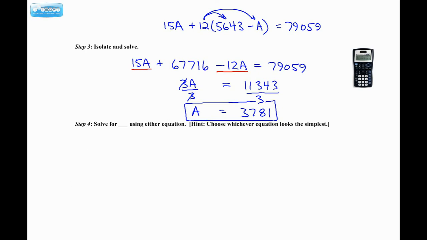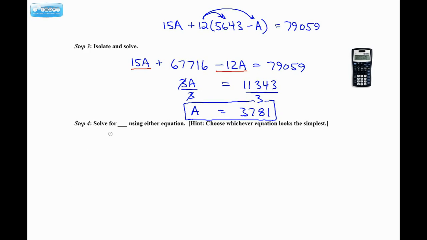So let's do that. Step 4, we need to solve for C using either equation. Hint, choose whichever equation looks the simplest. Remember, when you've solved a system, you have found numbers that work for both equations. Well, I'm going to use this one because it's the easiest. C equals 5643 minus A. But I know what A is now. I just figured that out. That's what all that work was for.